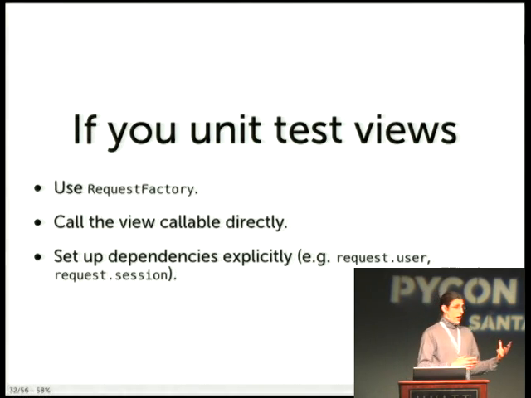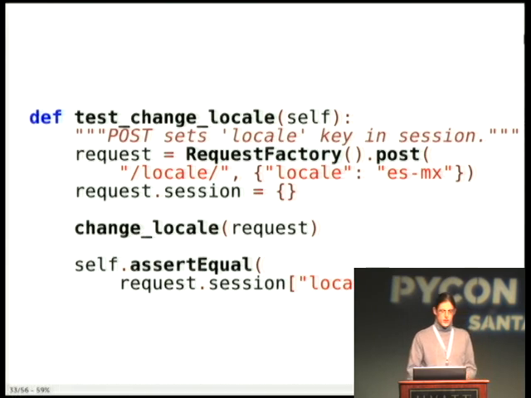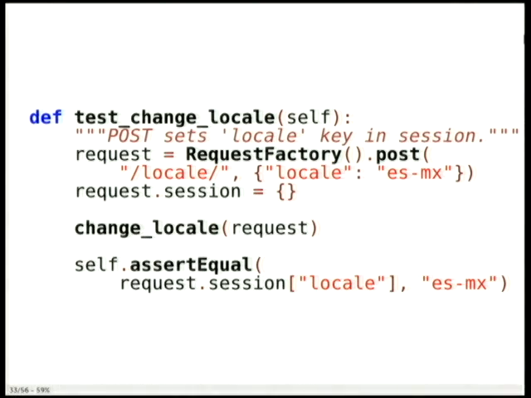And also, a side effect of that is that you're going to have to set up your dependencies explicitly for that test. You're not going to get request.user magically. You're not going to get request.session magically because it ran through your session middleware and your auth middleware and all of that. You're going to have to manually put those things onto the request object. So here's what a unit test of a view might look like, a relatively simple one.